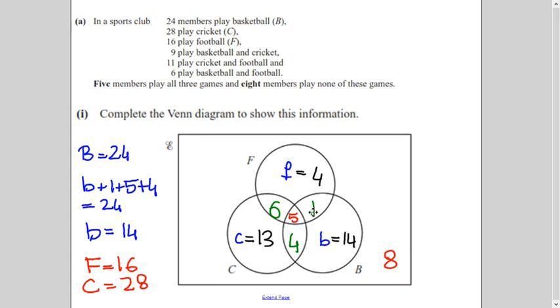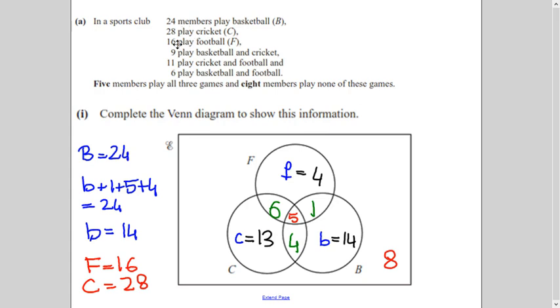Member who only plays football and basketball, member who plays all 3 games, member who plays only cricket, member who plays football and basketball. So this is how you answer the rest of the question. So let's see how did we fill this up. I will explain you one case and the rest you will do accordingly.